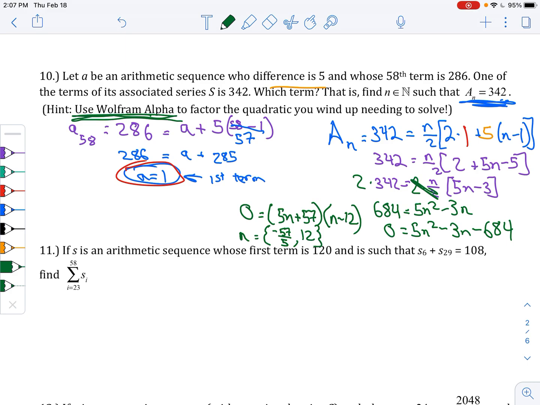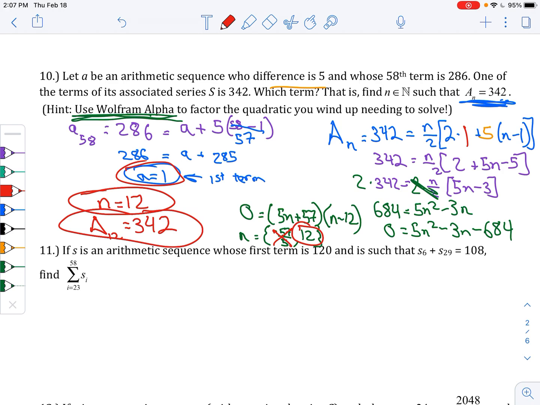Clearly, since I'm doing a series, the terms are numbered with natural numbers generally. So I can go ahead and lose this negative 57/5 and just settle on the answer being, well, 12. That is, I just write n equals 12, or I can say S sub 12 is what equals 342. Either way, you get the point across.